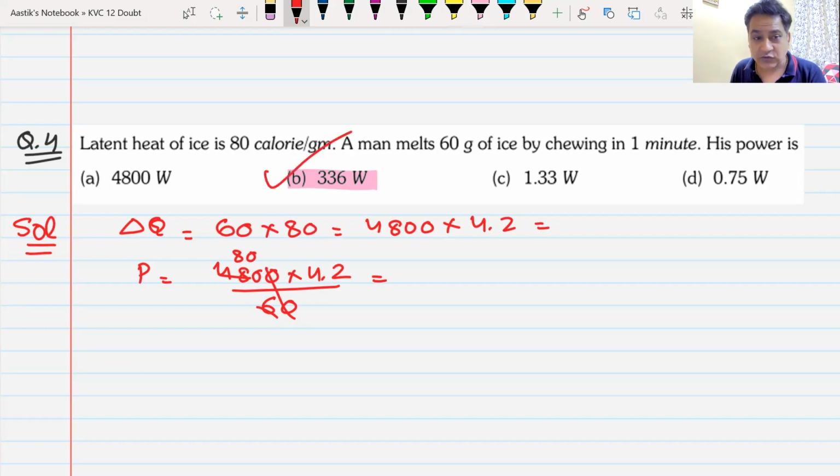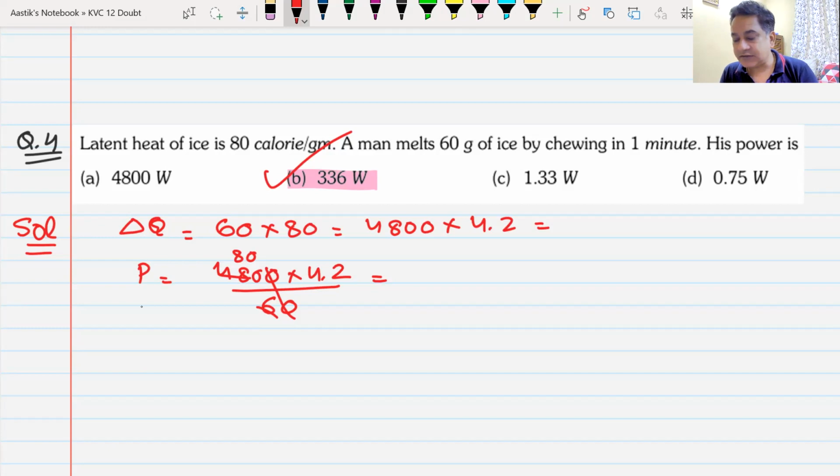Do we understand this? You don't have to actually multiply 80 by 4.2. So I'm also telling you the short tricks. People call it tricks. It's not tricks. This is smartness. The options are so different from each other that even without calculating, you can pick the right one. Look at the option, mark it.